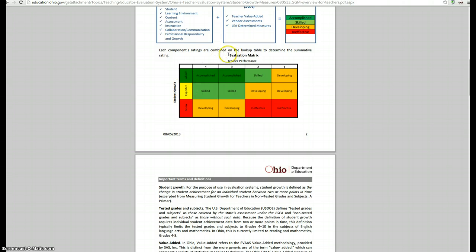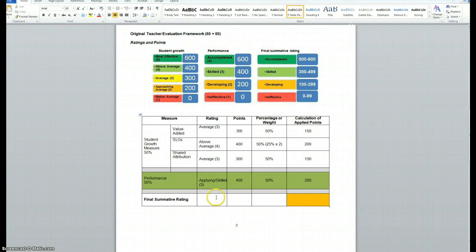Well, this evaluation matrix no longer exists. It has been changed, and it's been replaced by this evaluation framework. One of the important things to keep in mind is that the two components have not changed. 50%, 50%. 50 comes from your student growth measure, 50 comes from what's in iObservation. Remember, this language here is OTES language. For us, accomplished is innovating, skilled is applying and developing, and so on; they parallel the language nicely.